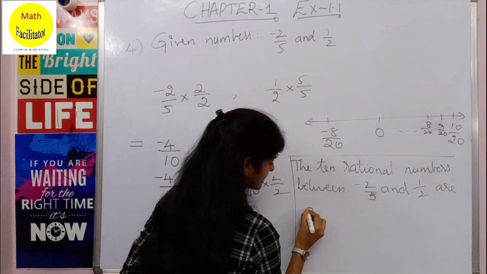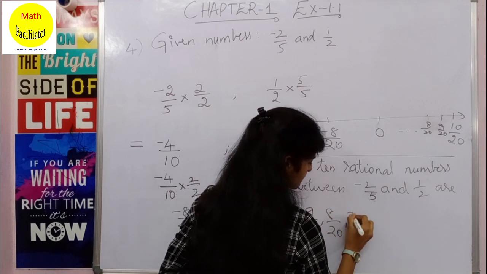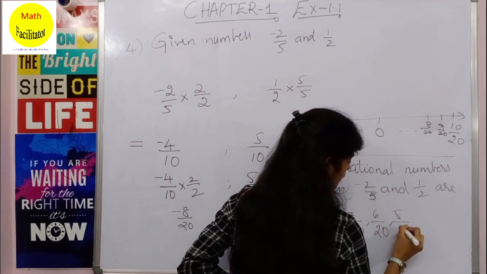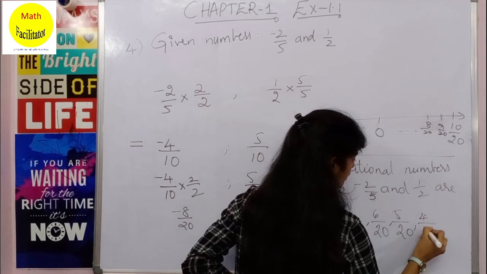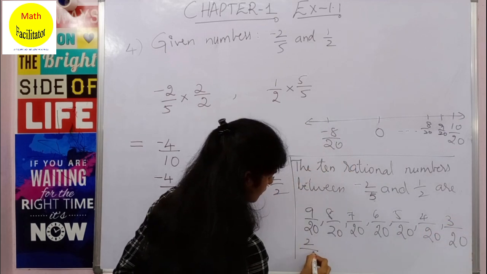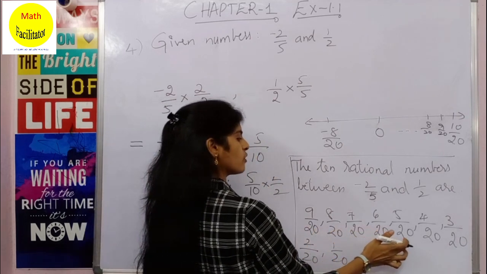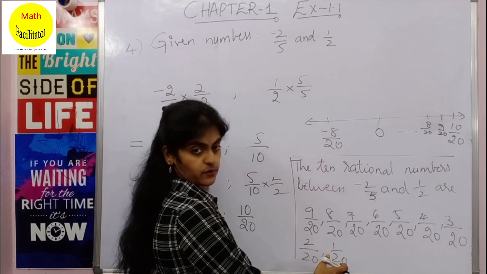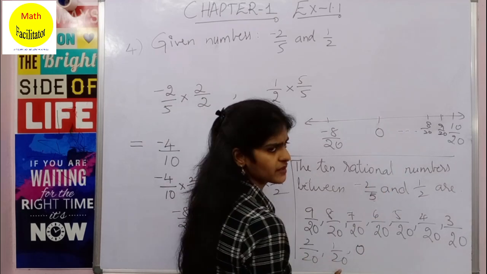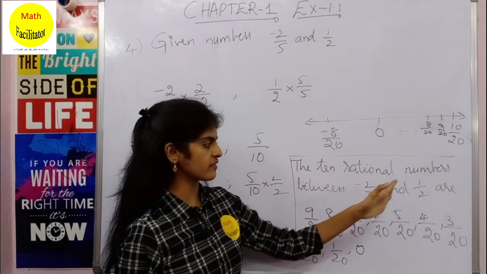So it is 9 upon 20, then you will have 8 upon 20, then 7 upon 20, 6 upon 20, 5 upon 20, 4 upon 20, 3 upon 20, 2 upon 20, 1 upon 20. Let us count 1, 2, 3, 4, 5, 6, 7, 8, 9. So after 1 what do you have here? You have 0. 0 upon 20 is nothing but 0, right? So these are the 10 rational numbers between minus 2 upon 5 and 1 upon 2.